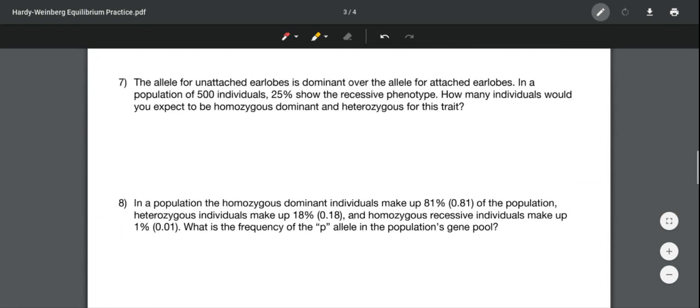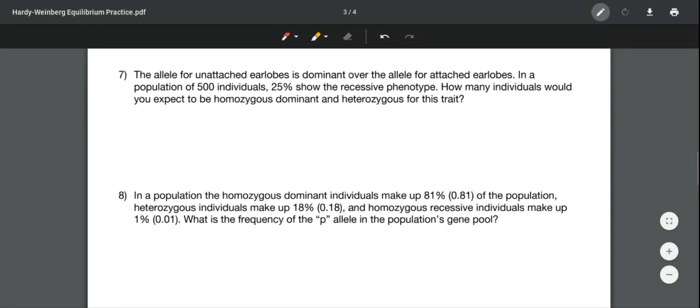Let's do this one here. All right, let's do number 7. The allele for unattached earlobes is dominant over the allele for latched, or attached. So this is going to be dominant, which is going to be P. And that's going to be over the attached allele, which is going to be Q.